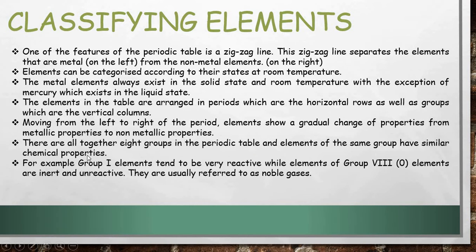So there are altogether 8 groups in the periodic table, and elements of the same group have similar chemical properties. For example, group 1 elements tend to be reactive, while elements of group 0 are inert and unreactive. They are usually referred to as noble gases.